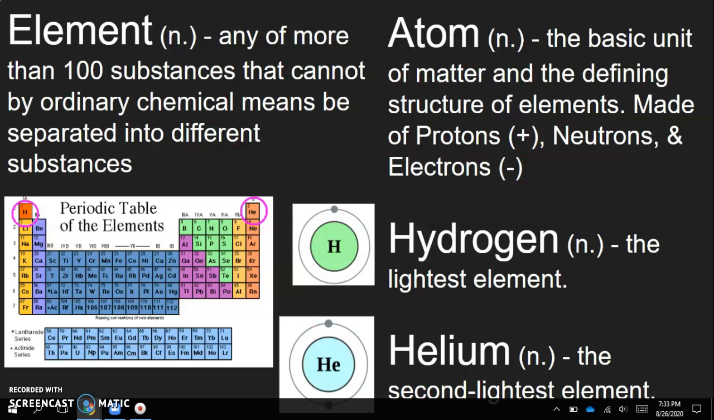So just some basic chemistry for you. An element is any of the more than 100 substances that cannot be separated into different substances by ordinary chemical means. And the atom is the basic unit of matter. We've talked about the atom a little bit when we talked about the Big Bang. It's the defining structure of the elements, made of protons, neutrons, and electrons. Hydrogen is the lightest element, and helium is the second lightest element.